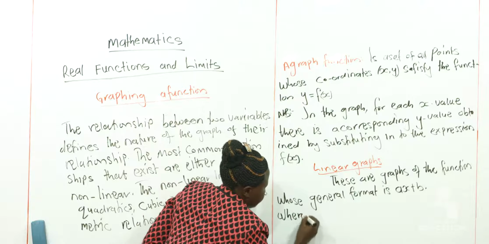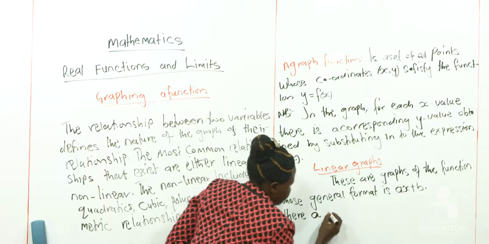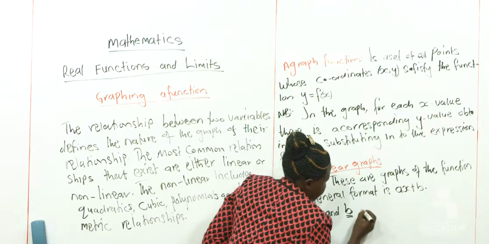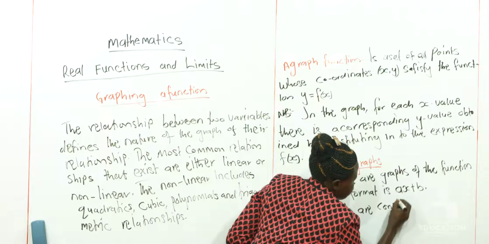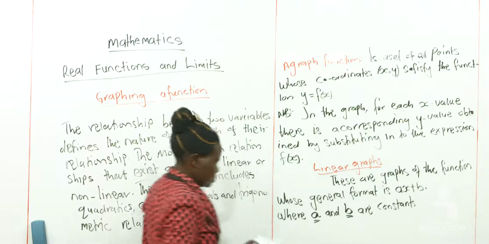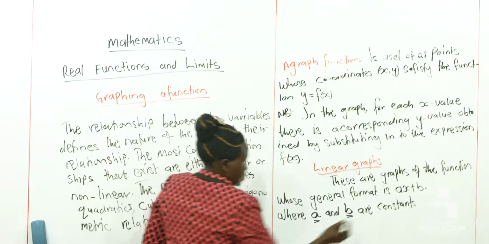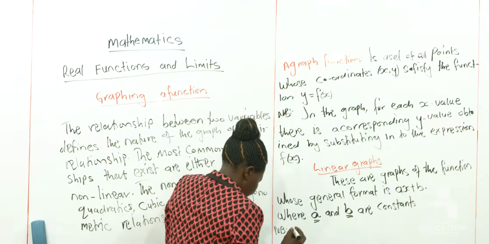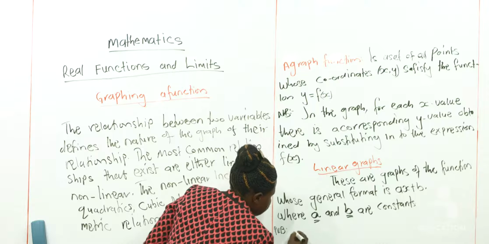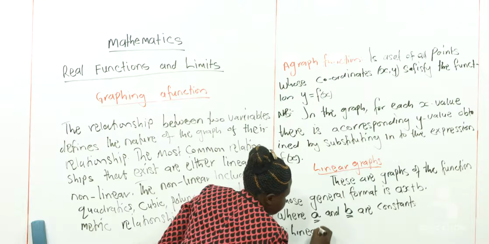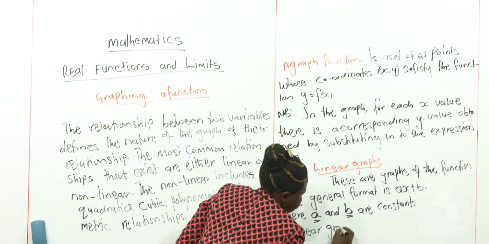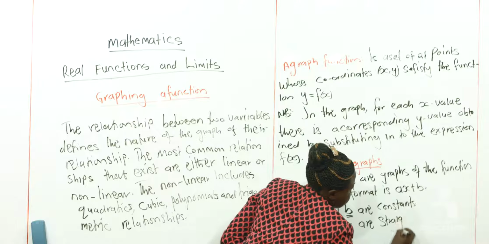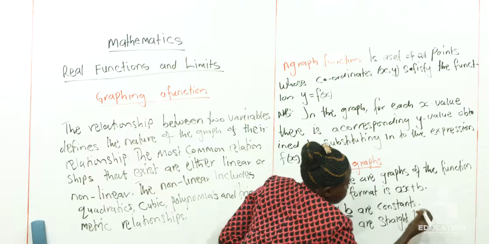Where a and b are constants. Linear graphs are straight line graphs.